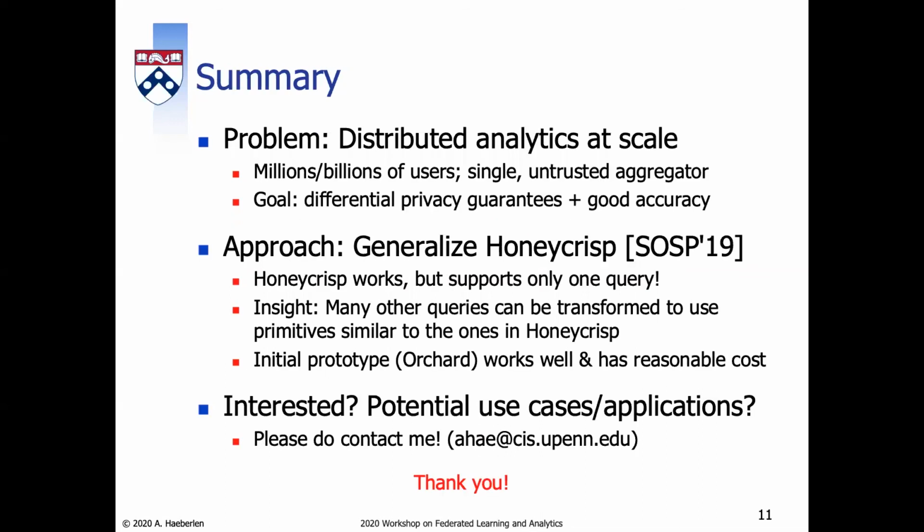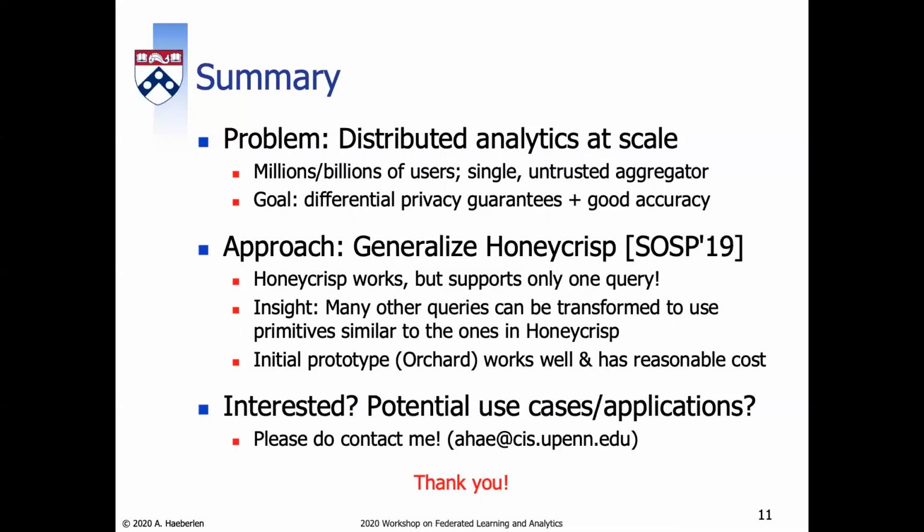Right, and so to summarize, the problem that we're working on is distributed analytics at scale. Right, so we have millions or billions of devices, each with some data for the local user, and we have a single untrusted aggregator that we want to answer queries about this data in the aggregate. The goal is to give good privacy guarantees, right, differential privacy, and to also give good accuracy. The approach that we're using is based on this Honeycrisp system that we had at SOSP'19 last year, which works, but it has really only one particular query.